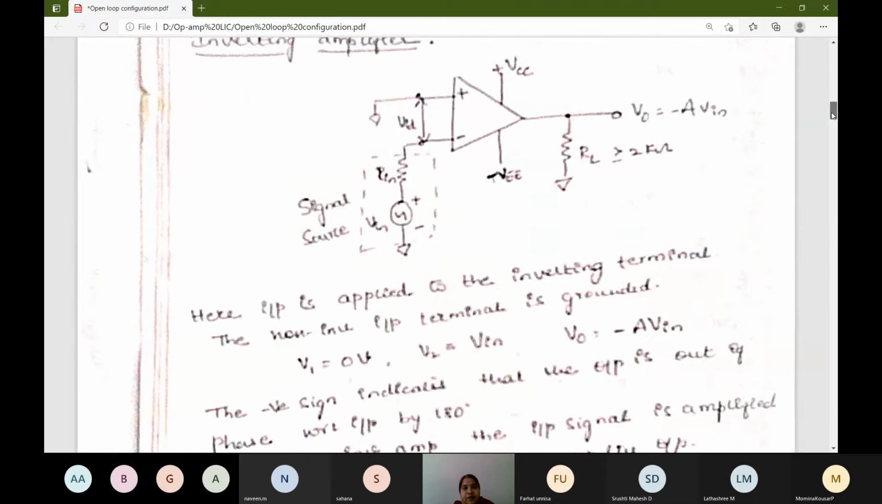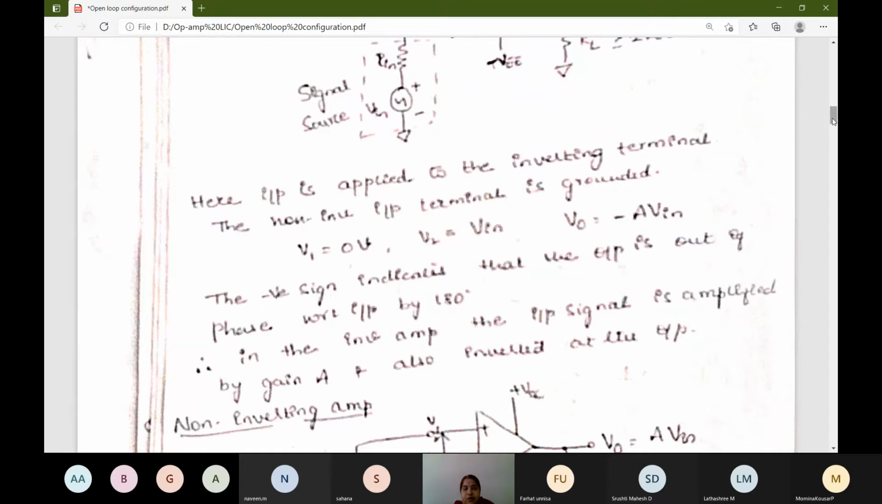Next configuration is the inverting amplifier. First one was differential, next is inverting amplifier. According to the name, if it is inverting, the input will be given only for the inverting terminal. The non-inverting terminal is grounded here. That is important. So one voltage is 0 because it is grounded: V1 is 0 and V2 is Vin.